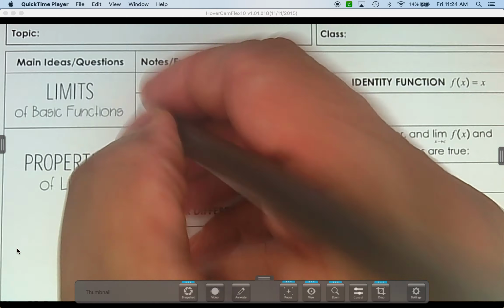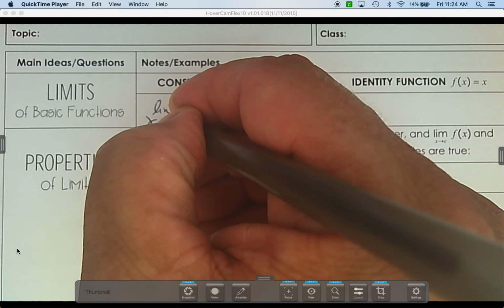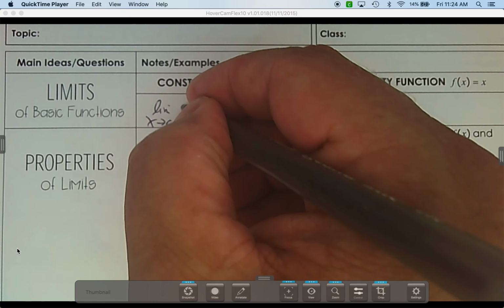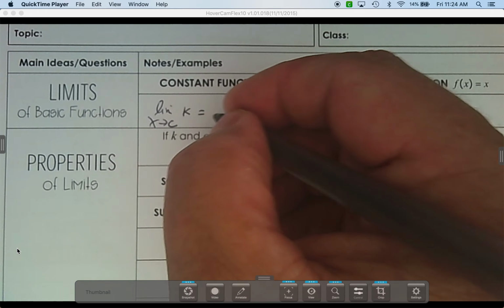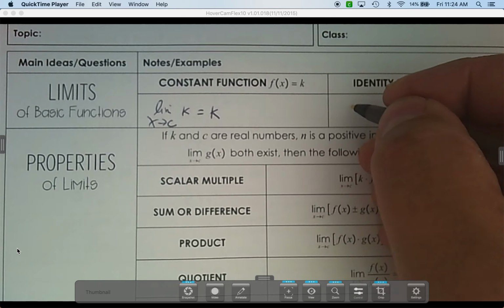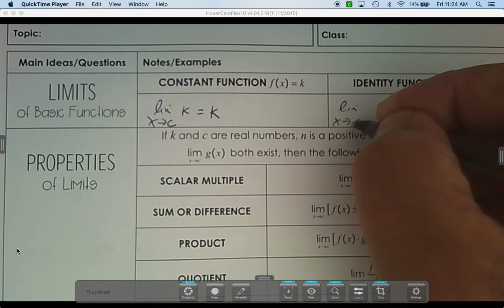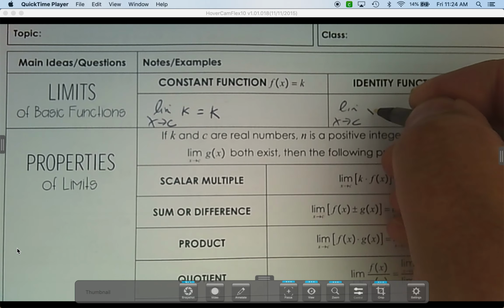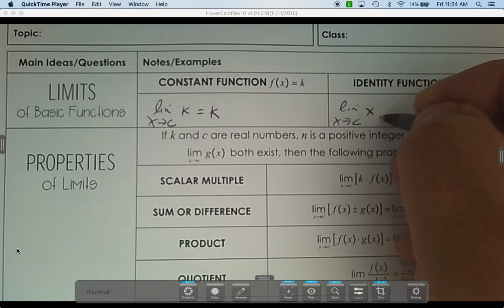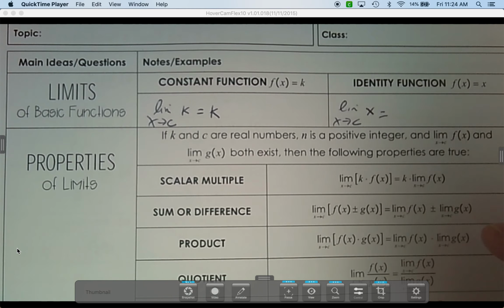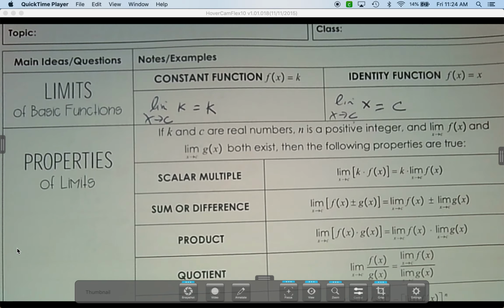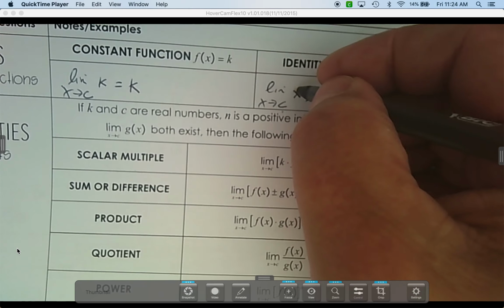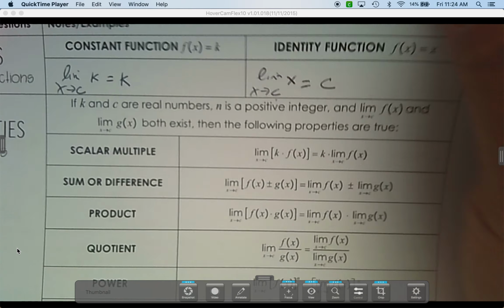So the limit as x approaches some number, c, if it's a constant function, which would be a number as well, then that answer is just whatever that constant number is. The limit as x approaches some number c, if it's just an identity function, a linear function, then when you plug it in, the answer would just be whatever that number is that you're approaching, because you just do that. And then listed below, that you don't have to write in, are different properties of limits.